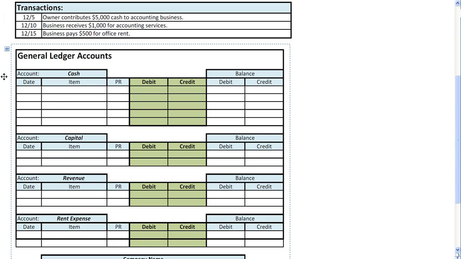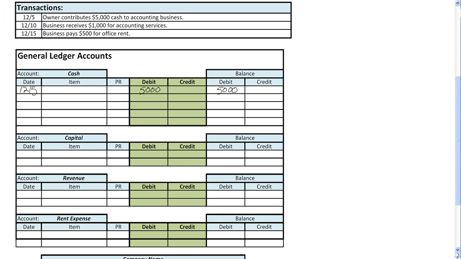The first transaction that we have is the owner contributing $5,000 of cash to the business. So for our cash account, we will use the date as the posting reference. We won't use this item column, and we won't use the posting reference right now. Please don't worry about those. If we increase our cash by $5,000, we would post a debit to the account of $5,000, and then we would also keep track of the running balance over on this side. So our balance in that account is a debit of $5,000.